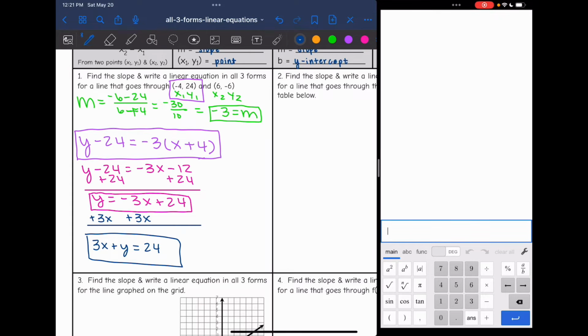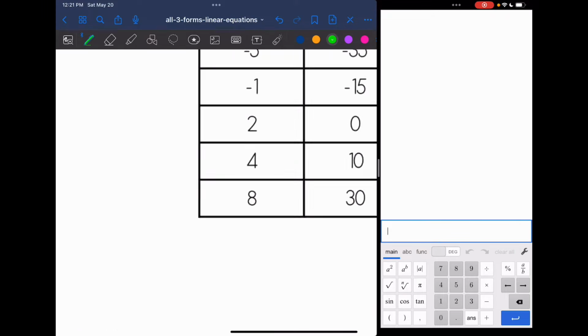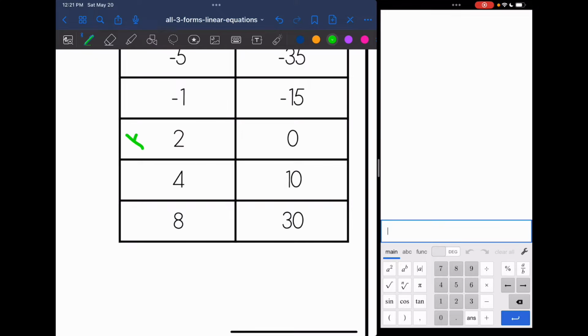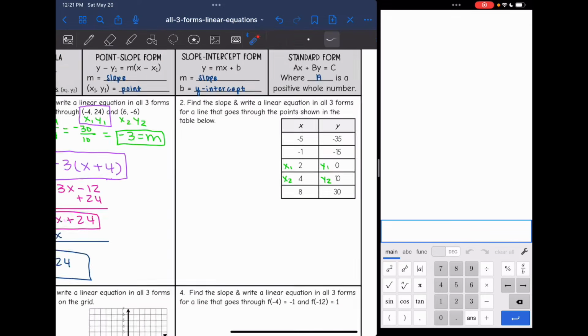Okay, let's look at the next one. It wants me to find the slope and write a linear equation in all three forms for a line that goes through the points shown in the table below. So first thing I need to find is the slope. I can use any 2 points for slope. I'm going to use these middle two since I have 0. That's usually an easier number to work with, and those are positive numbers. A lot of people just use the first 2 points. That would have worked as well, but I just chose to avoid those negatives since I could.